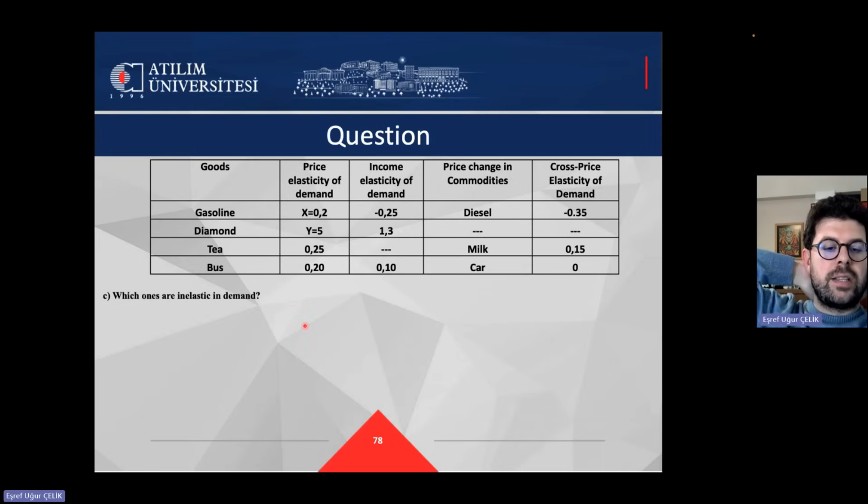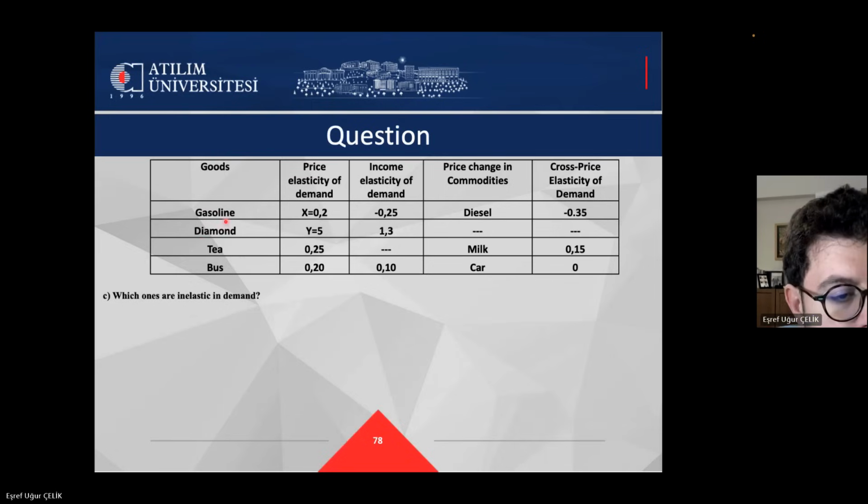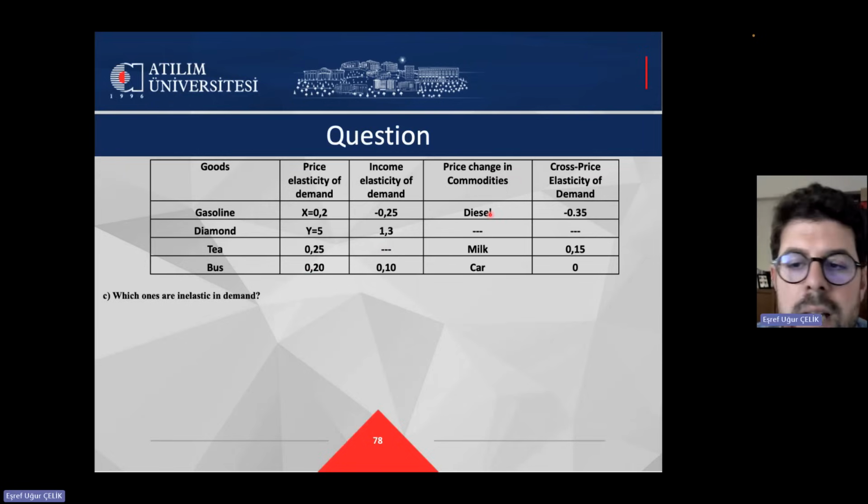Which ones are inelastic and which ones are elastic in demand? By understanding which goods are inelastic or elastic, we look at the price elasticity of demand. In the first part, we see the goods name. We have the goods gasoline, diamond, tea, bus. Then it shows the price elasticity of demand results. Then the income elasticity of demand. Then another goods, diesel, milk and car.